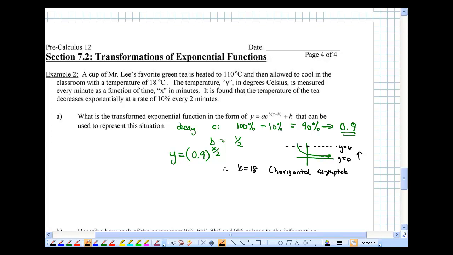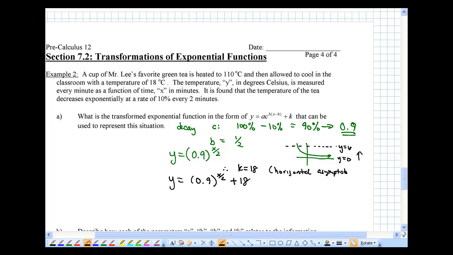Okay, so what we have now is y equals 0.9 to the power x over 2, plus 18. Okay, notice there's no change in the horizontal, because I'm assuming that here we're starting at t equals 0. So there's no horizontal shift. I didn't say we're going to wait 5 minutes, keep it at 110, and then let it cool. Okay, nothing like that. So that starting time, or the h value of this cooling process, is really 0.